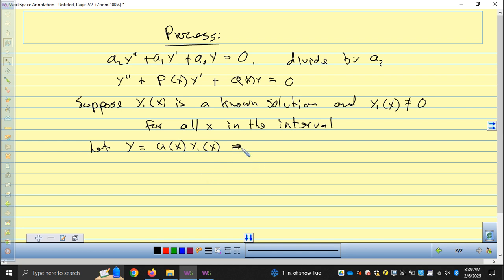Well, this tells us, taking derivatives now, y' using the product rule, equals u y1' plus u' y1, and y'', using the product rule again, equals u y1'' plus 2 y1' u' plus y1 u''. And now we're going to substitute.